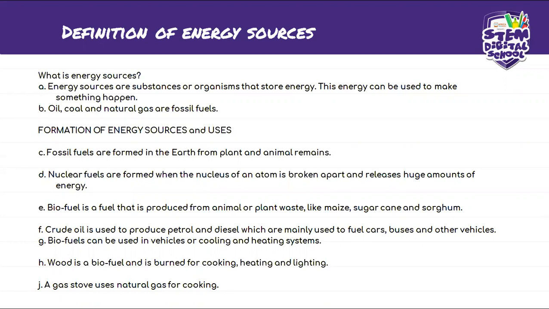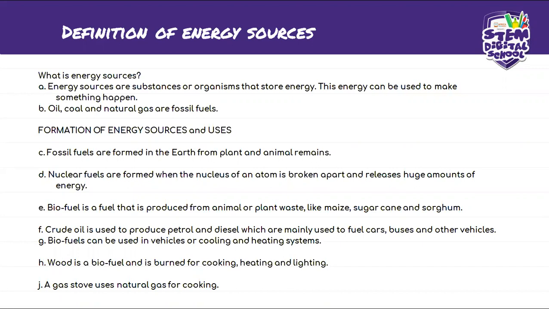All right, now let's look at biofuel. Biofuel can be wood; anything that is living that you can use to get fuel is a biofuel. A typical example is wood. Biofuel is a fuel that is produced from animal or plant waste like maize, sugarcane, and sorghum. Let's look at crude oil. Crude oil is used to produce petrol and diesel, which are mainly used to fuel cars, buses, and other vehicles.